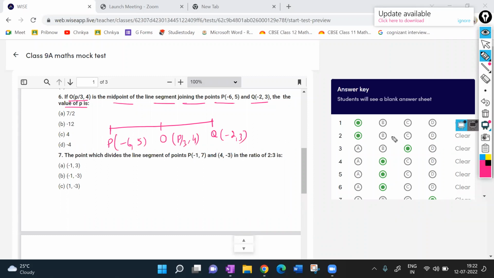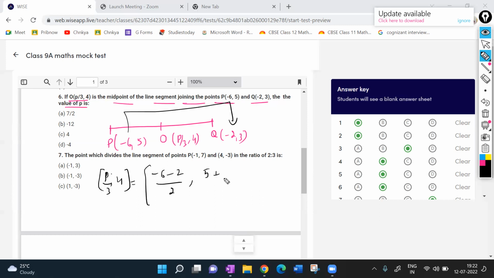So what formula can I use? Here O is the midpoint, right? O is the midpoint of P and Q. So the midpoint formula is what, beta? (x1 plus x2) by 2, (y1 plus y2) by 2, right? So (P by 3, 4) is my midpoint of PQ. Okay, so P by 3 is equal to minus 8 by 2, and 4 is equal to 8 by 2.